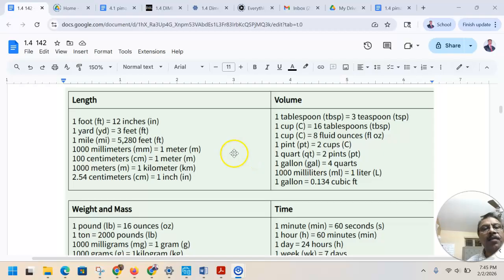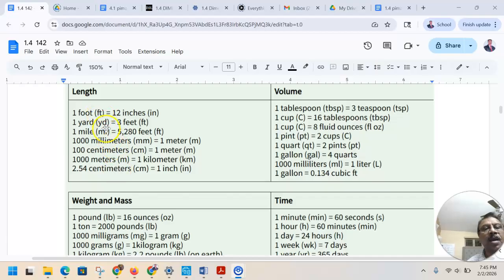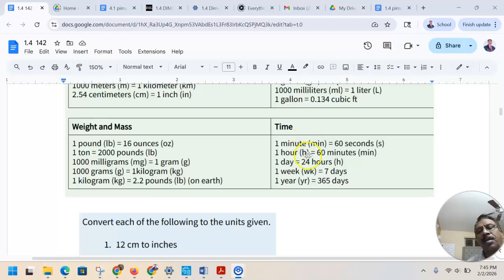Now your packet has given us all this metric system. This part is the length: how to convert from foot to inches, yard to feet, all this is given to you. This is about the volume, this is about the time, and this is about the weight. We'll see, depending on what question they ask, how to do it.